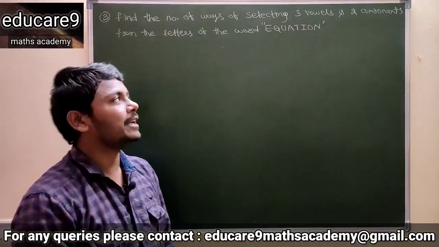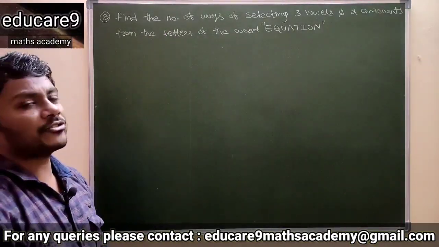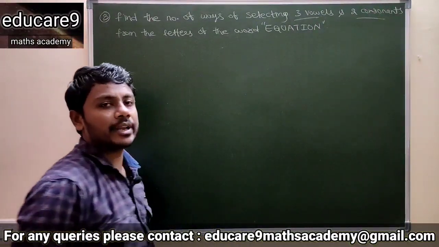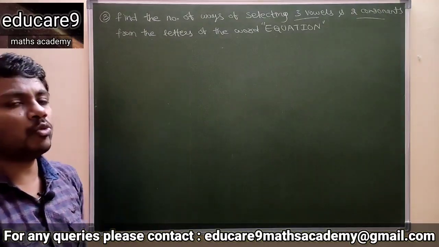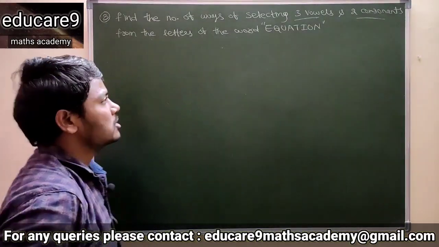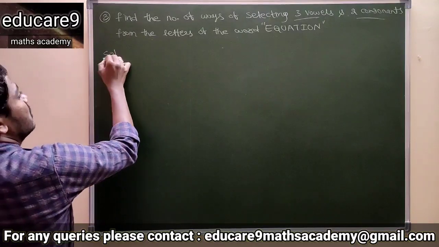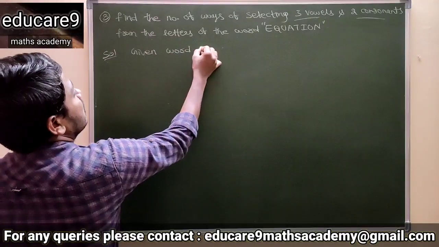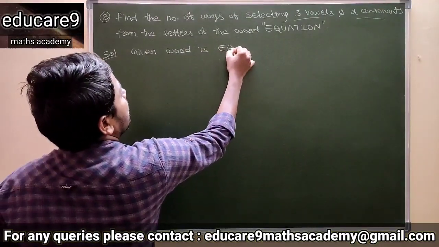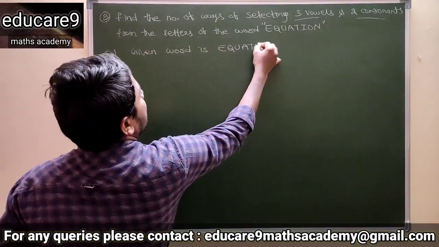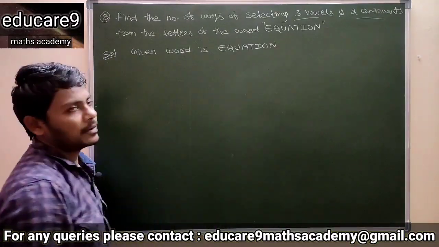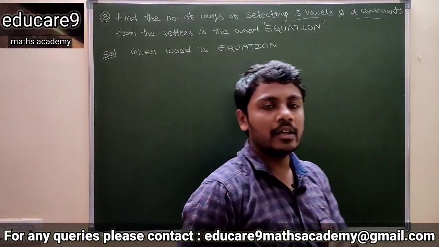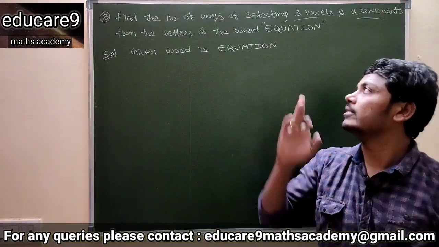So see question number 8. Find the number of ways of selecting 3 vowels and 2 consonants from the letters of the word EQUATION. So see here, what is the given word? The given word is EQUATION. Here you need to find the total number of vowels and the number of consonants in the given word.